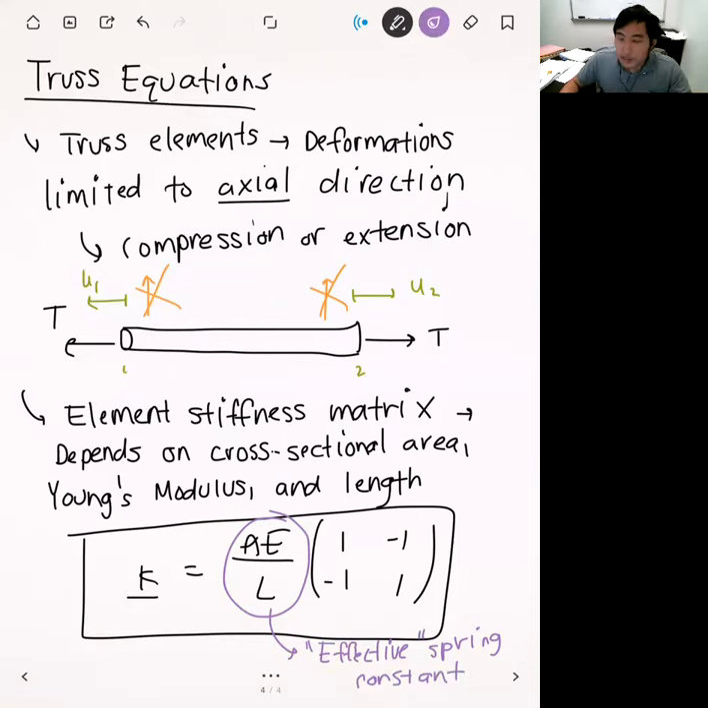All right, and so that's the quantity there. Okay. And so that's conceptually what a truss element is. And so before we jump into an example problem, let's talk about some of the adjustments that we have to make in 2D.